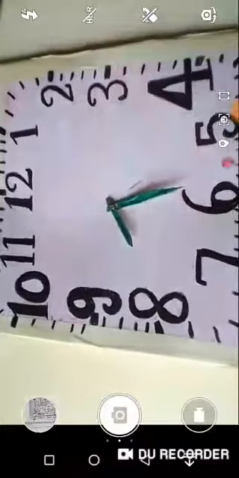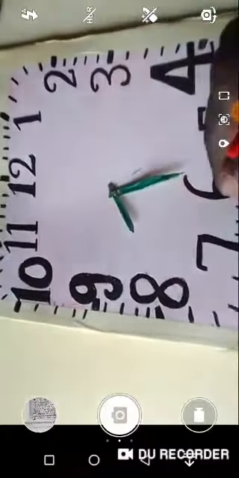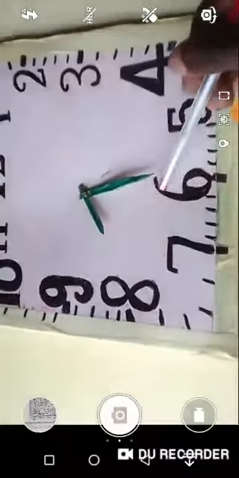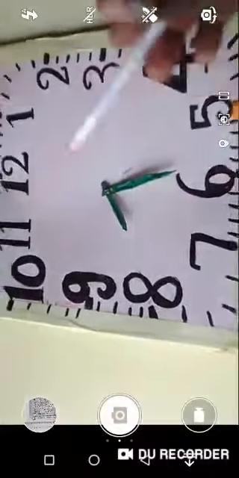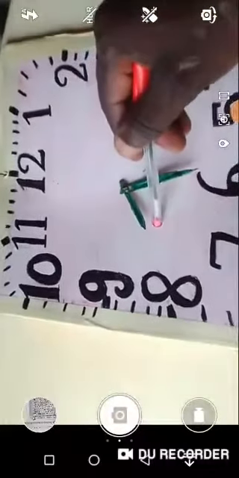I'm saying the past. So next time I'll teach you the half. The half means the long one should be at 6. Here. The long one should be at 6. It will be half past any hour pointed by the short one.